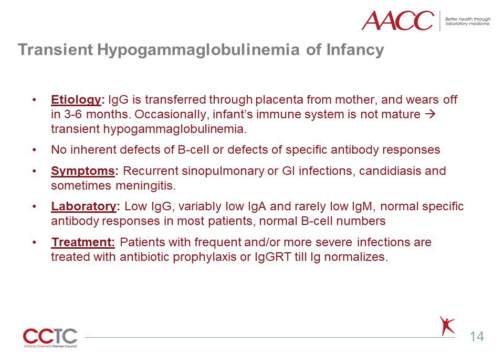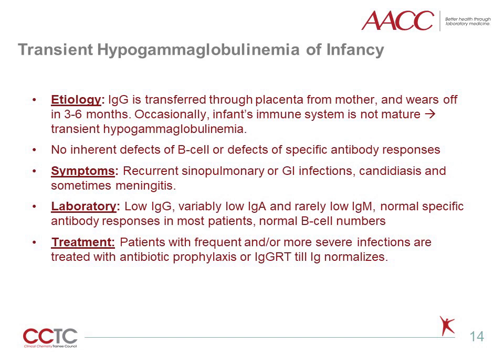Transient hypogammaglobulinemia of infancy is a common immunodeficiency affecting children usually younger than 2 years. IgG is transferred through the placenta from the mother, and in 3 to 6 months, the IgG wears off. If the infant's immune system is not mature, the infant develops transient hypogammaglobulinemia. No inherent defect of B cell maturation or function, or defects in specific antibody responses, are usually seen. There are low IgG levels and variably low IgA and rarely low IgM levels, with normal specific antibody responses in most cases and normal B cell numbers.